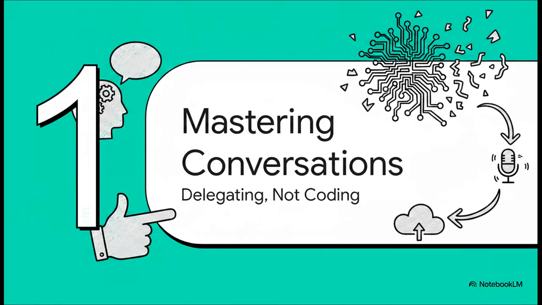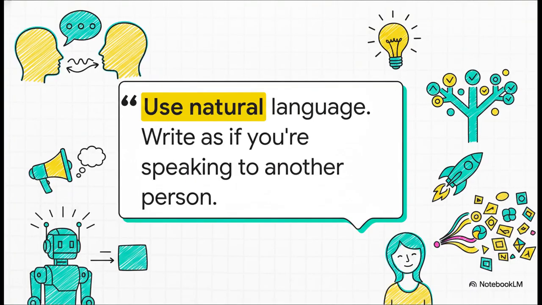Section 1. Mastering the AI conversation. Delegating, not coding. Let's look at this quote straight from our source guide. Use natural language. Write as if you're speaking to another person. This is honestly the secret sauce. You absolutely do not need to be a prompt engineer or a software developer to unlock the power of generative AI. You literally just need to be a good communicator.